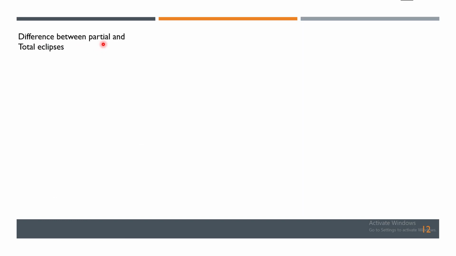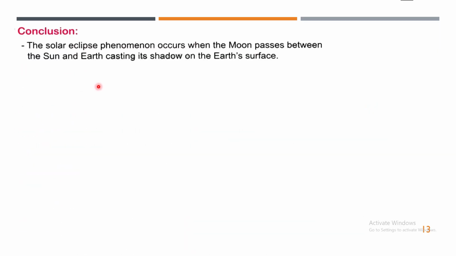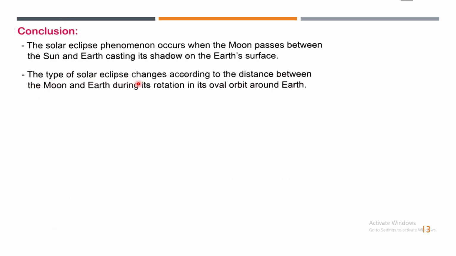What is the difference between partial and total eclipse? Well, first, in the total eclipse, the Sun is totally blocked by the moon, so we can't see the Sun. And the partial eclipse has two types here, and we will discuss these further right now. So, general conclusions: the solar eclipse phenomenon occurs when the moon passes between the Sun and the Earth, casting its shadow on the Earth's surface. And the second conclusion: the type of the solar eclipse changes according to the distance between the moon and the Earth. If the moon is near to the Earth, there is umbra and penumbra, and if the moon is far from the Earth, it is antumbra and penumbra, during its rotation in its oval orbit around the Earth.